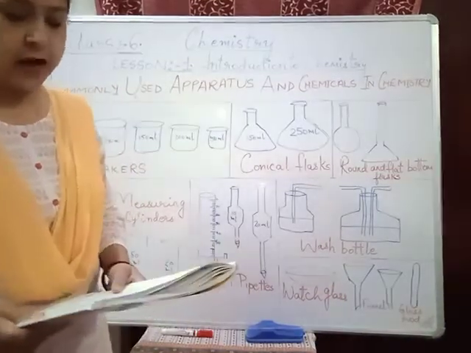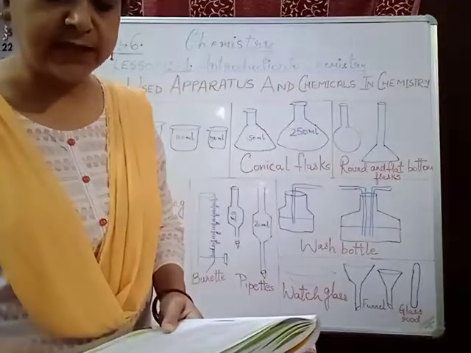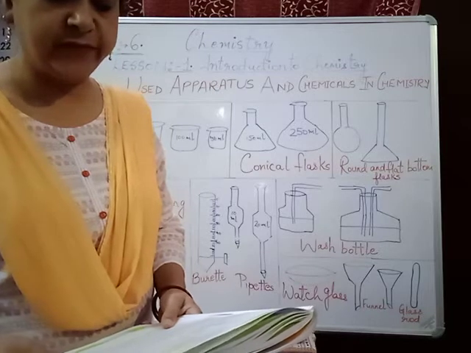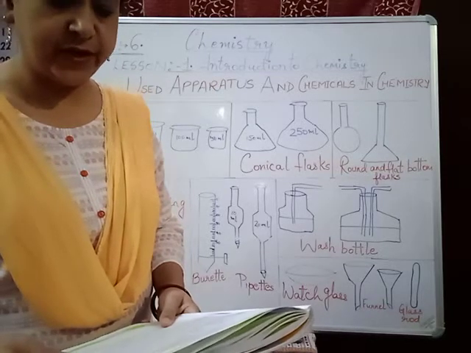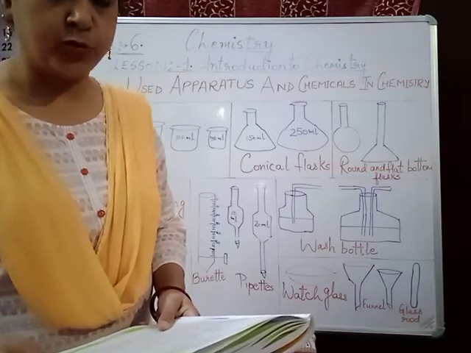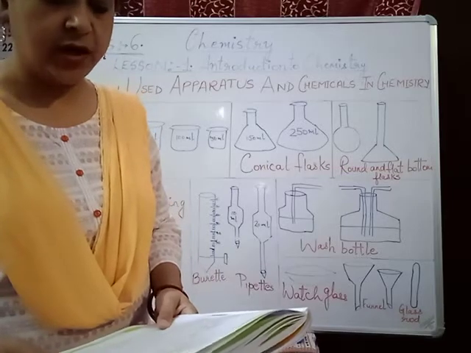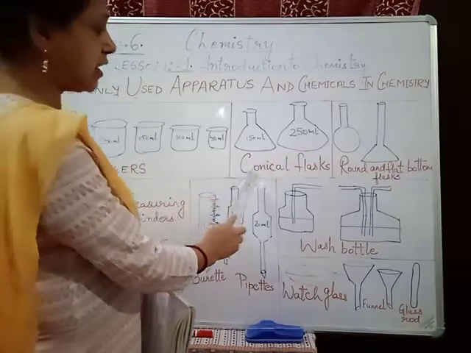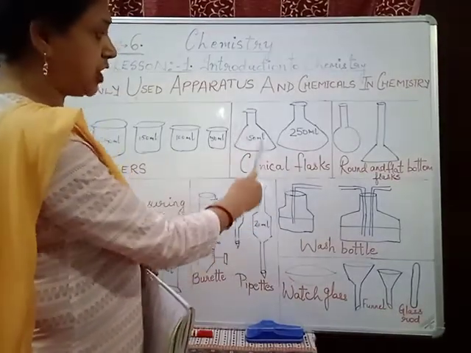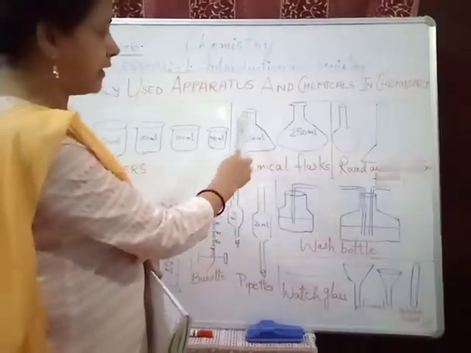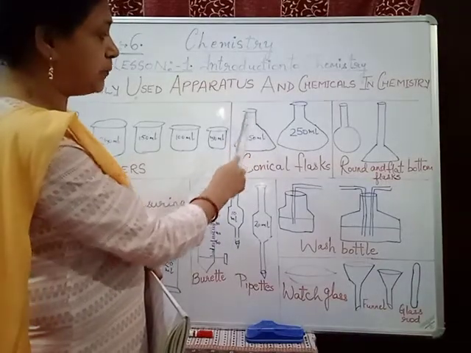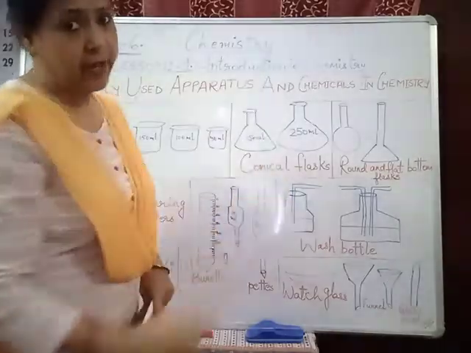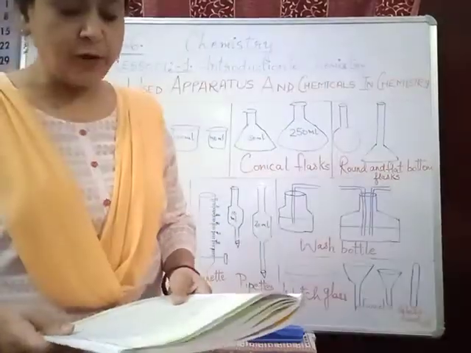Conical flask. A conical flask is a glass bottle with a conical shape. These are also available in different capacities such as 100 ml, 150 ml, 250 ml, etc., like beakers. See children, these are conical flasks. They are shaped in a cone and they also have a beak opening, and they are of 150 ml and 250 ml.